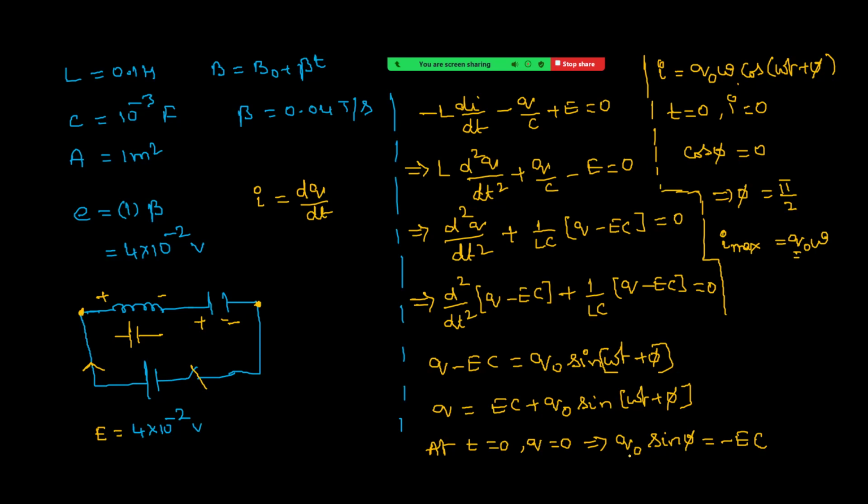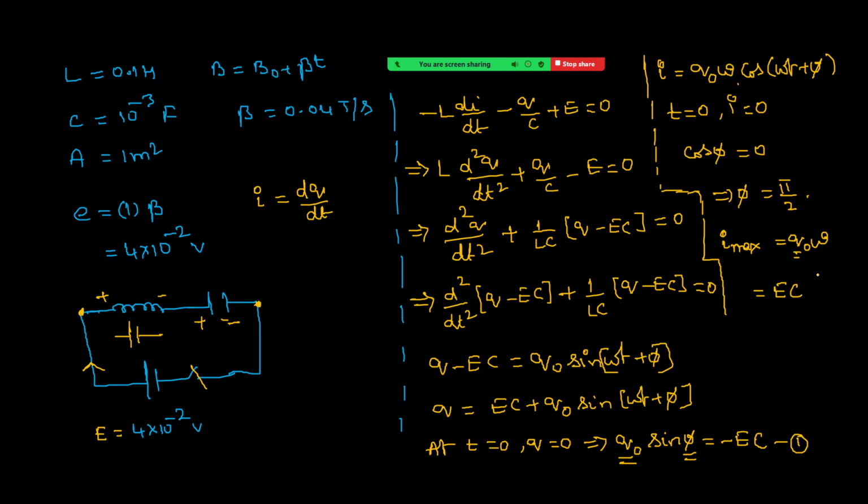If phi is known, then we get the value of Q naught. See the number of unknowns: one is Q naught and one is phi. This is one condition we got, and we got the phi value as 90. So when I'm taking phi 90, Q naught is minus EC. And when we want maximum current, focus on the modulus value. Therefore I'm writing here EC into omega.